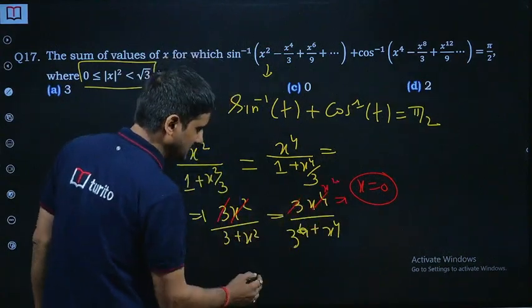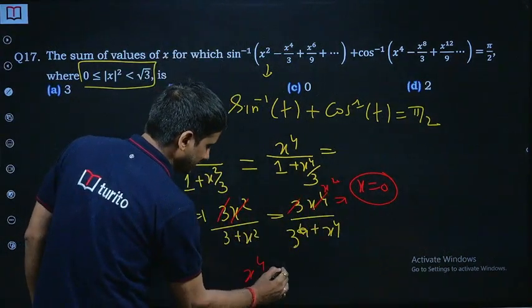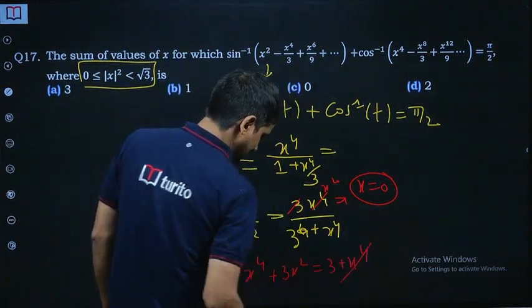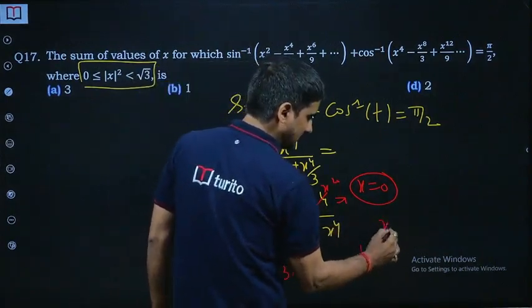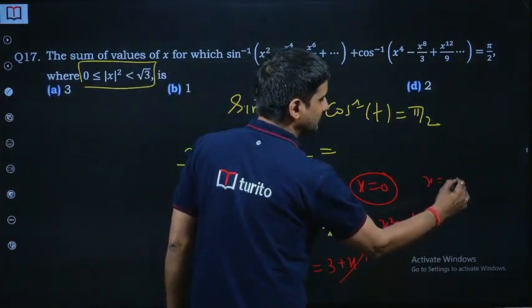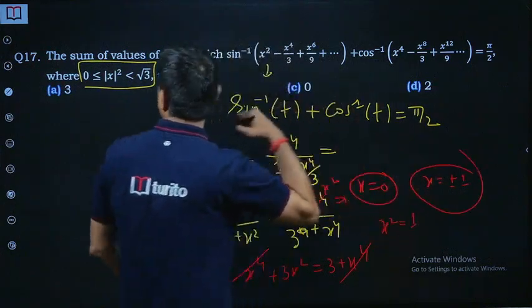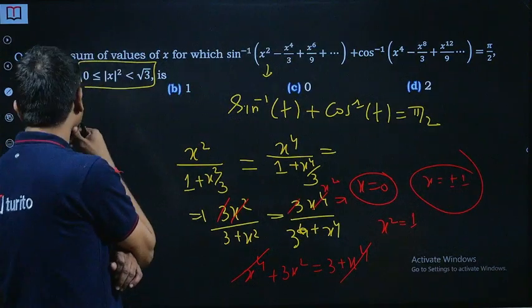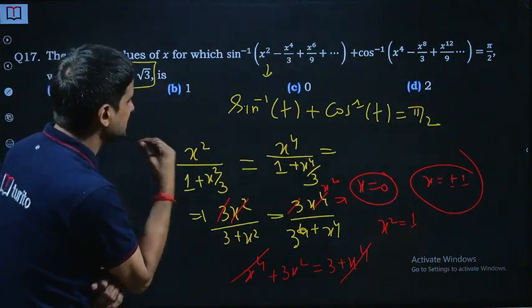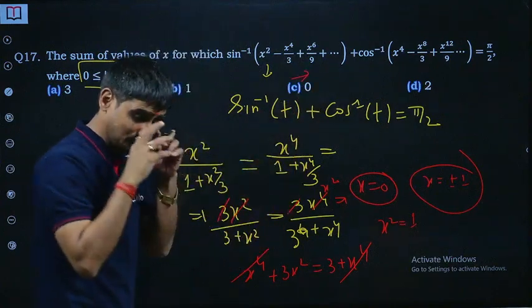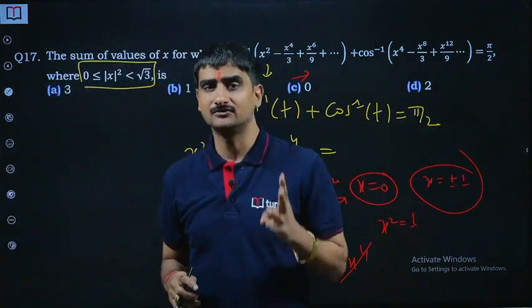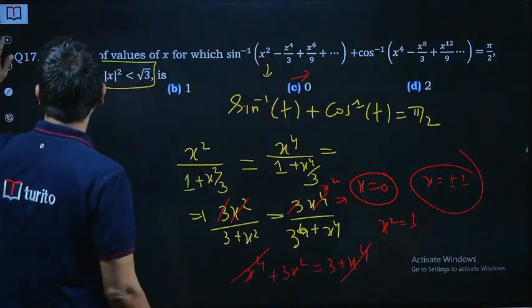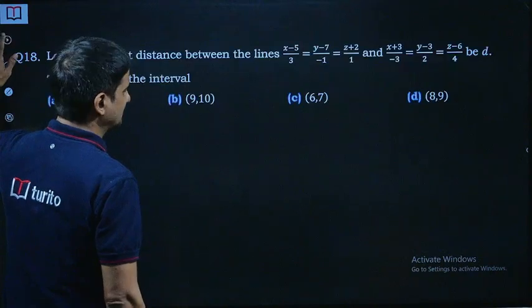x square this side. So x raised to the power 4 plus 3x square is equal to 3 plus x raised to the power 4. That's gone. So x square is 1, so x is equal to plus minus 1. That's again a possibility. So the answer should be 0 in that case, isn't it? If we got 3 values of x, plus 1, minus 1 and 0, you add them, you get 0. So that is the answer.